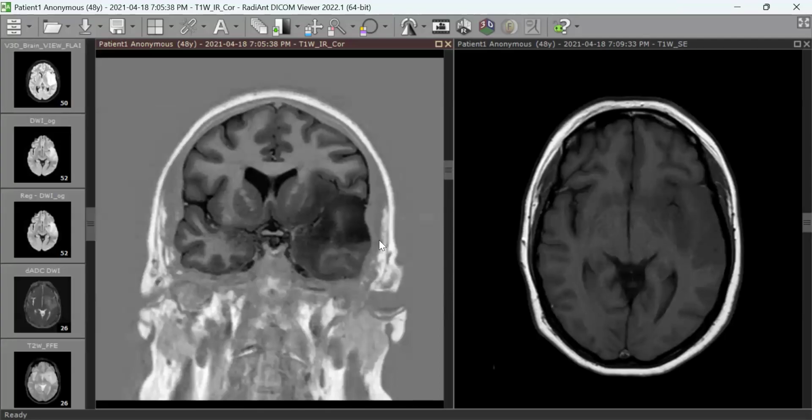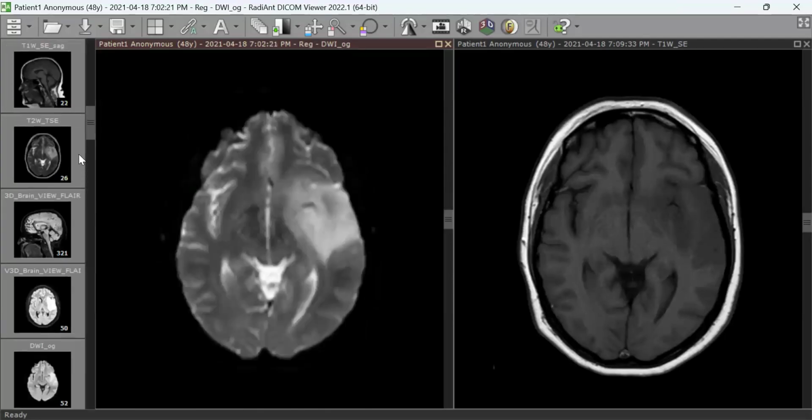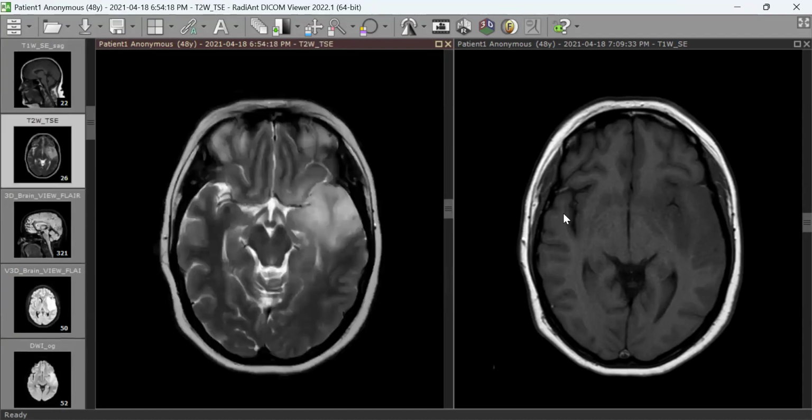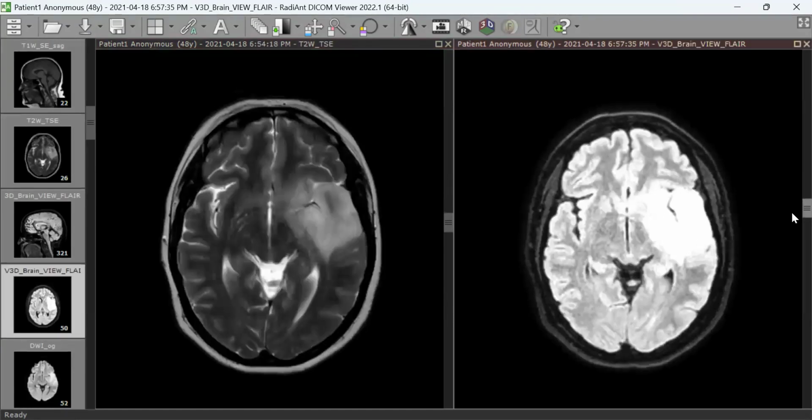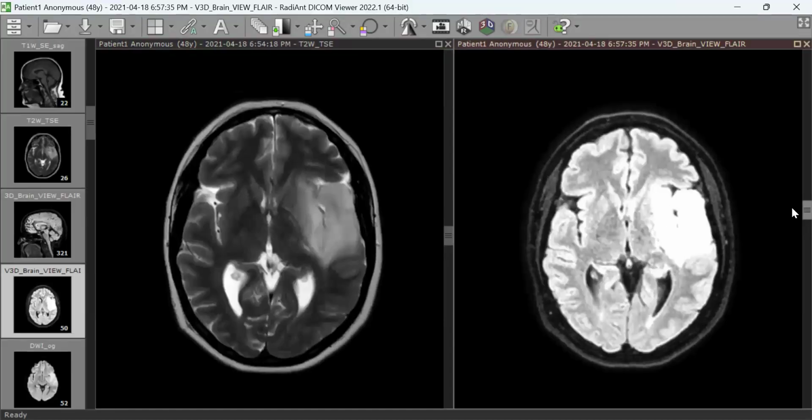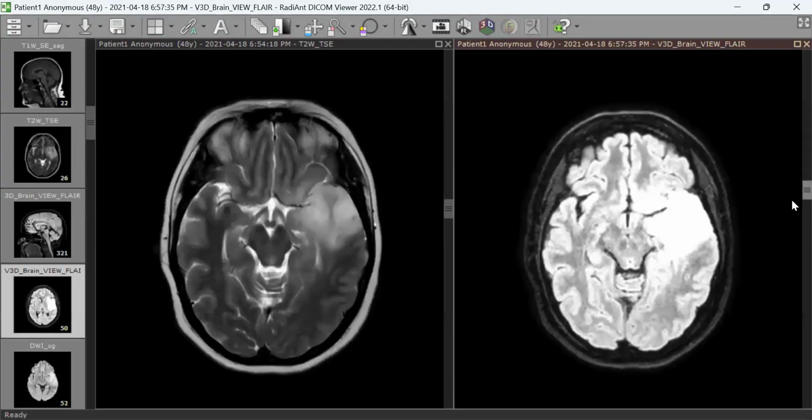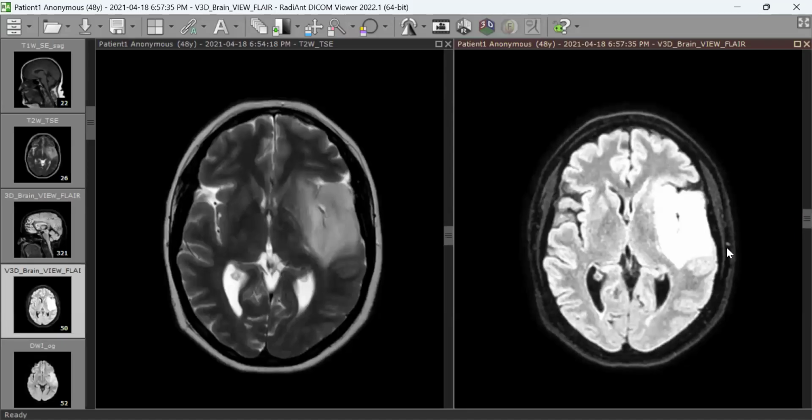And just one thing I want to show you. T2 and the FLAIR. Have you heard of mismatch sign? Yes. Do you see something here? Abnormal high signal intensity in FLAIR than in T2. Is it a positive mismatch sign or not? Mismatch sign, yes, it's abnormal high in FLAIR, low, less than in T2.